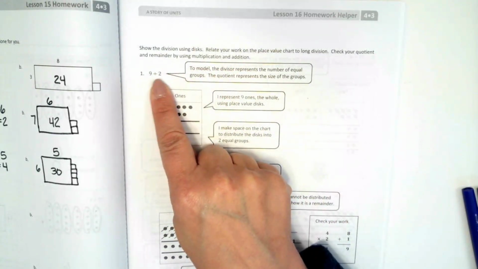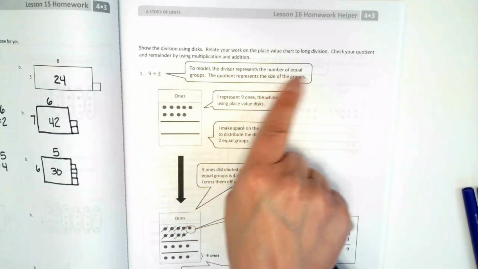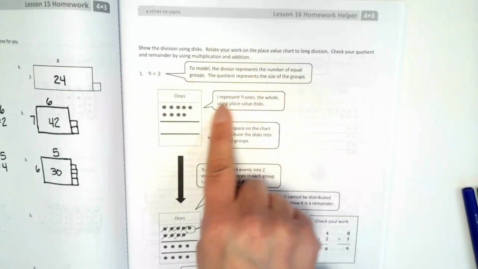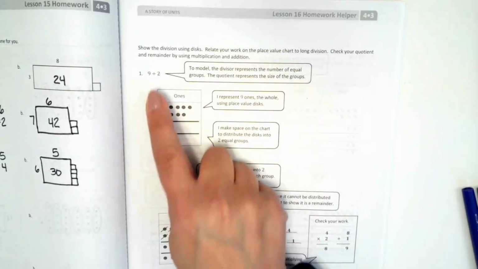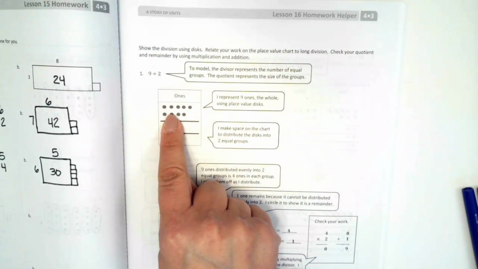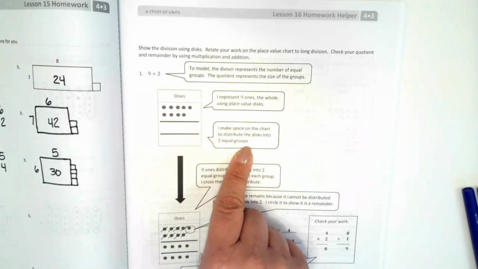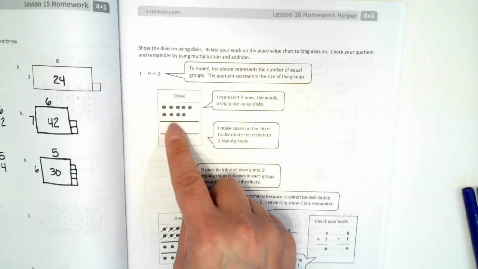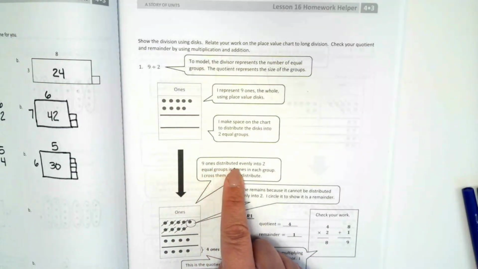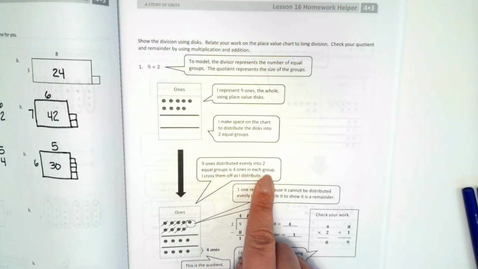So we're doing 9 divided by 2. It says to model, the divisor represents the number of equal groups. The quotient represents the size of the groups. I represent 9 ones. So the dividend is 9, so we make 9 discs. I make space on the chart to distribute the discs into 2 equal groups. For 9 divided by 2, we're doing 2 groups. Then 9 ones distributed evenly into 2 equal groups is 4 ones in each group.